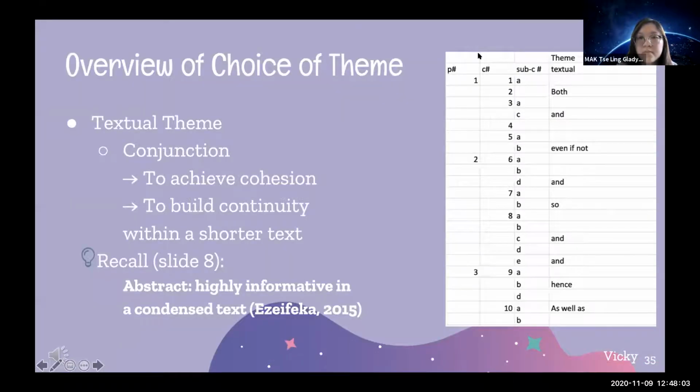First of all, let's look from the leftmost part, which is textual theme. We can see the textual themes in this abstract are all conjunctions like both and hence. We believe the writer would like to make use of conjunctions to connect his ideas in a cohesive way. As Gladys has mentioned in the beginning, an abstract has the characteristic of being informative in a condensed text. The writer is trying to use conjunctions to conjoin his complex ideas in a shorter text length, so that conjunctions have helped him establish continuity between different ideas.